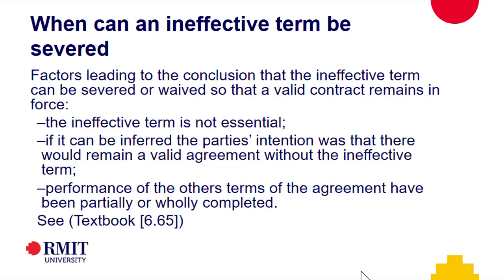In determining whether it's able to be severed or not, the court needs to come to the view that the contract itself makes sense without that clause. And that test for essential terms is essentially, is it so key to the contract making sense to the parties reaching an agreement that it needs to be there? Can you substitute something else?